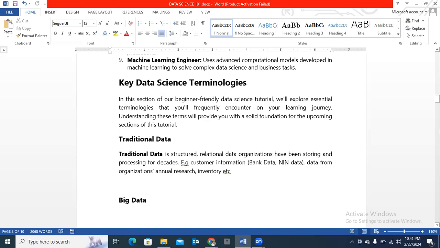And usually it has been stored for some time. An example is customer information that is collected in the bank, the national identity, data from organizations' annual research inventories. All these are traditional data.